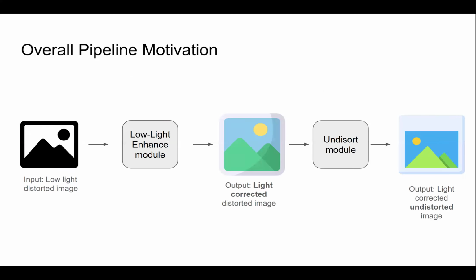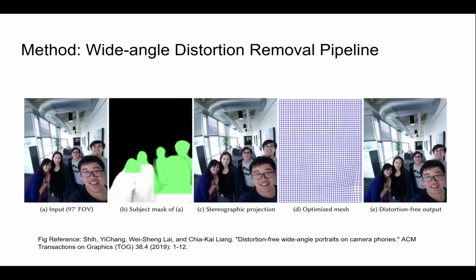The overall pipeline is that given a low light distorted image, we pass it to the low light enhancement module to produce the light corrected image, which then goes as an input to the undistortion module to produce the light corrected undistorted image as the final output.